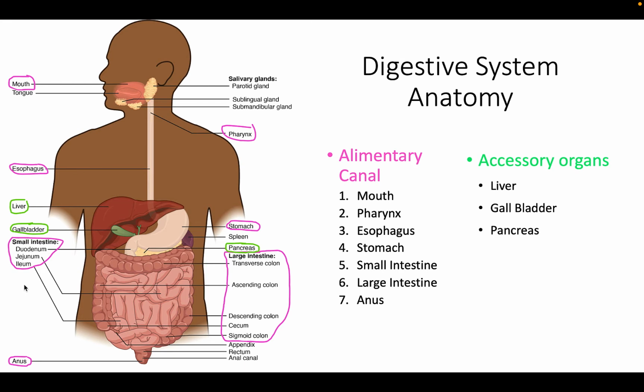Along the way, through this continuous tract, accessory organs, such as the liver, make contributions to this digestive process. Think of this as picking up trinkets or memorabilia along the way on your road trip. These three organs are circled in green on this picture.